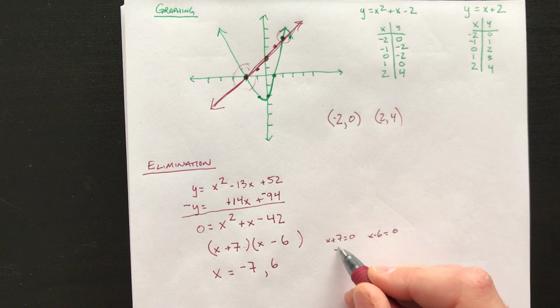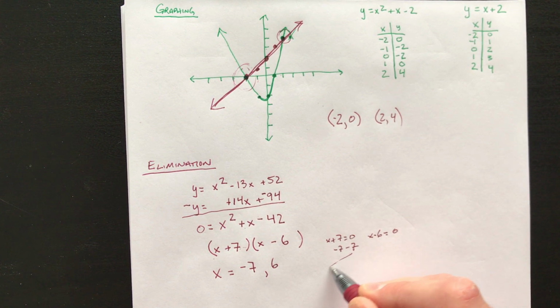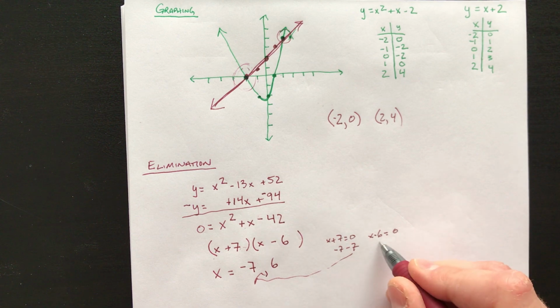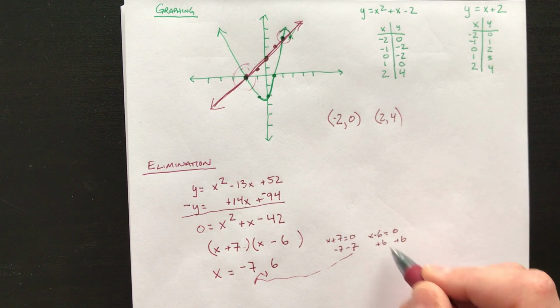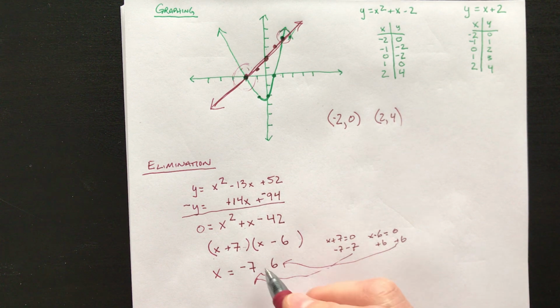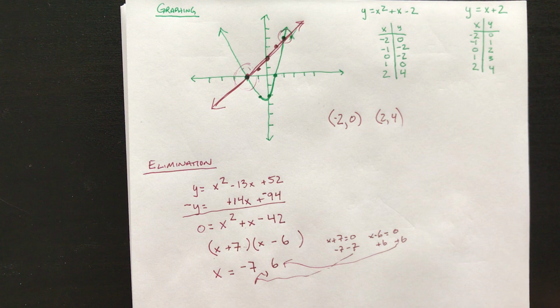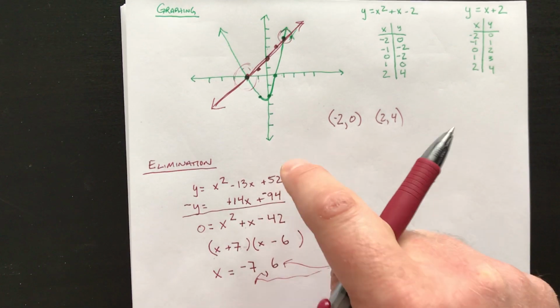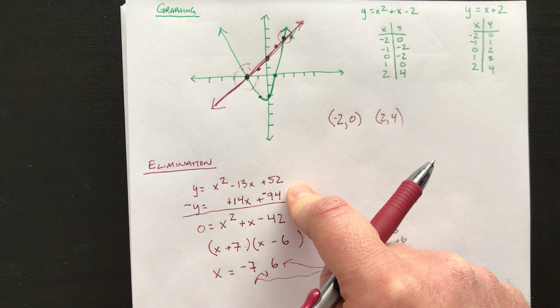So I subtract the 7 on both sides. That's where the negative 7 comes from. I add 6 to both sides. That's where the positive 6 comes from. Okay? So I have my two x's. I need to plug them back in to my equations that I was given to get the y.